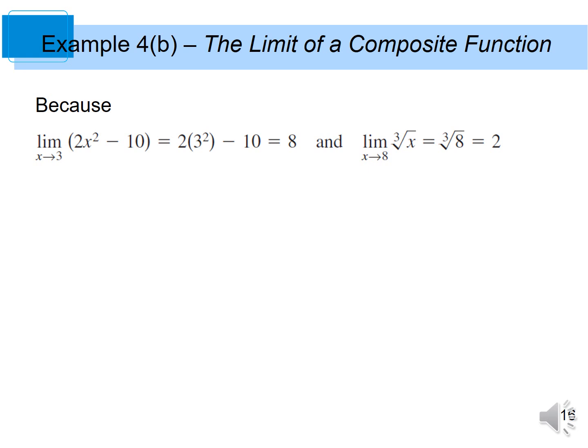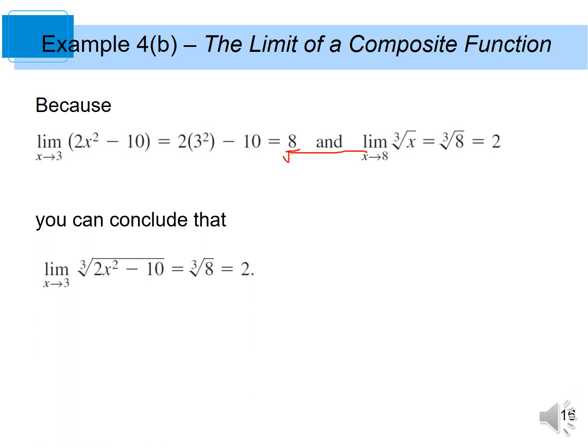And now we perform the limit for the outer function. So the limit of cube root of x when x tends to 8. The 8 comes from the limit of the inner function. And we substitute the 8 into the x. So the limit of the outer function is equal to 2. So you can conclude the limit of cube root of 2x squared minus 10 when x tends to 3 is equal to 2.